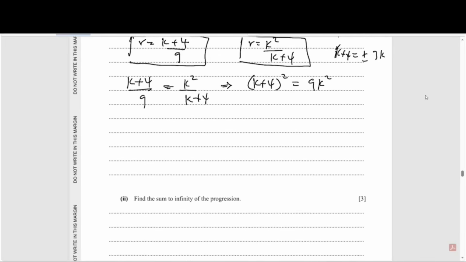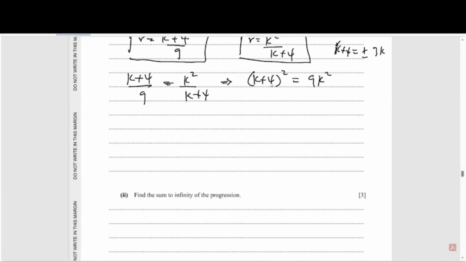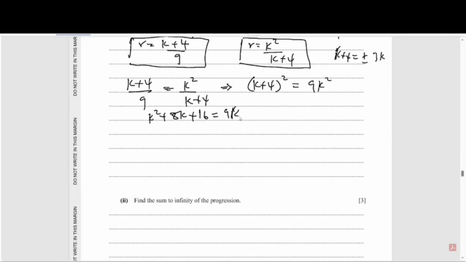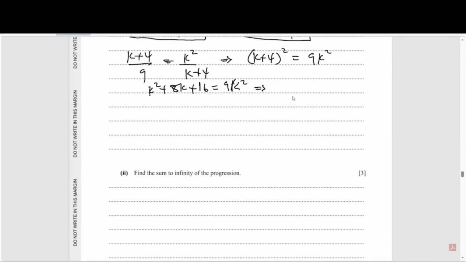But I'm going to go by a lengthier approach where I expand the k plus 4 in the brackets. By expanding this, we have k squared plus 8k plus 16 is equal to 9k squared. Right, so we group everything to one side and then we solve a quadratic equation. So I'm going to do that down here. I have 8k squared minus 8k minus 16 is equal to 0.